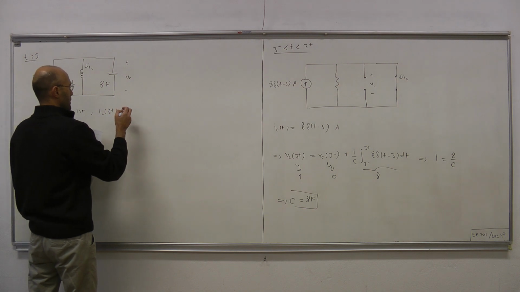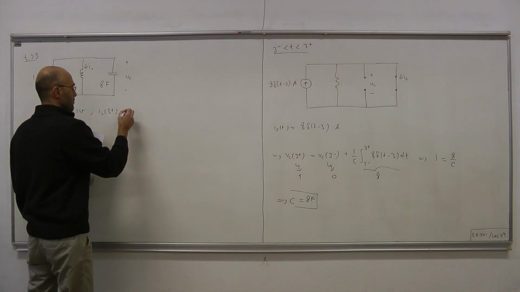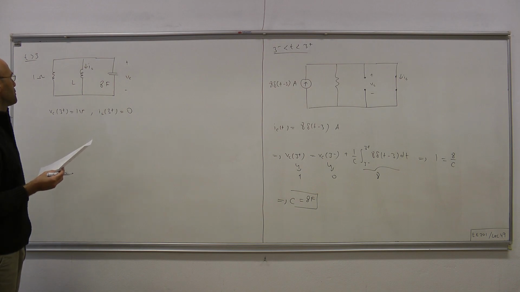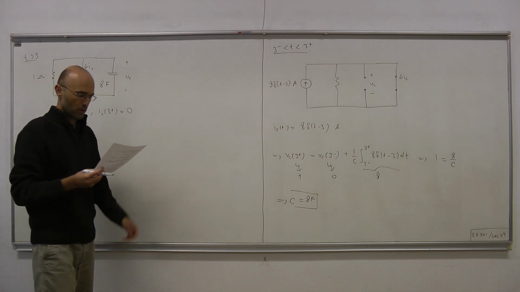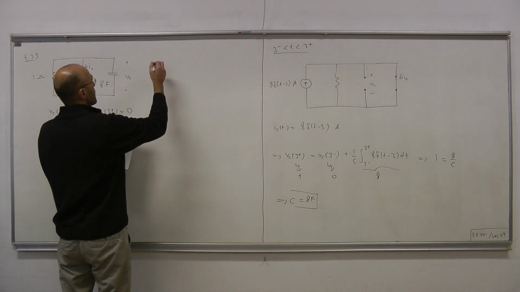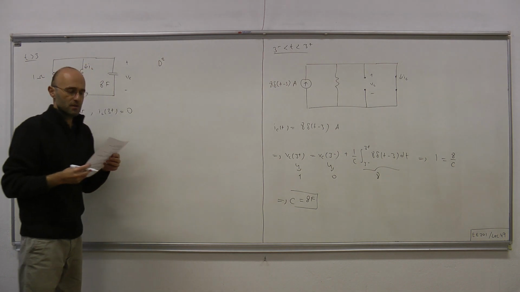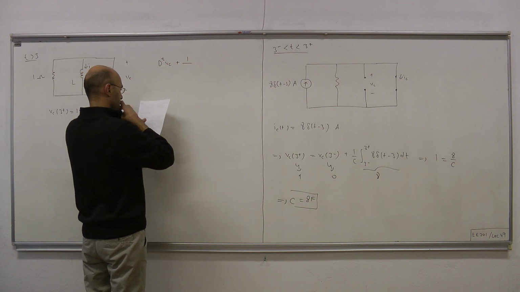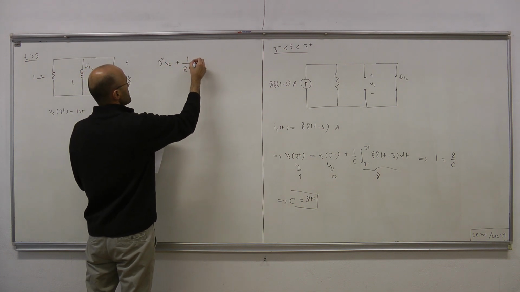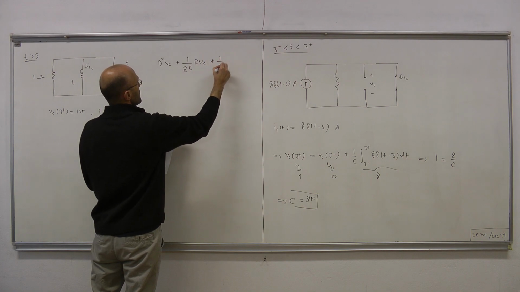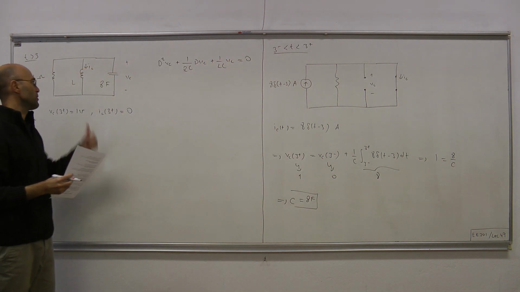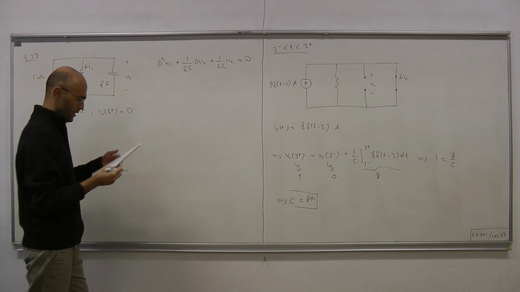Therefore, IL3 plus equals IL3 minus, which is 0 amps. Okay, so this is a parallel RLC circuit. We can write the differential equation immediately. d squared Vc plus 1 over RC dVc plus 1 over LC Vc equals 0. The right hand side is 0 because we have no source in the circuit.